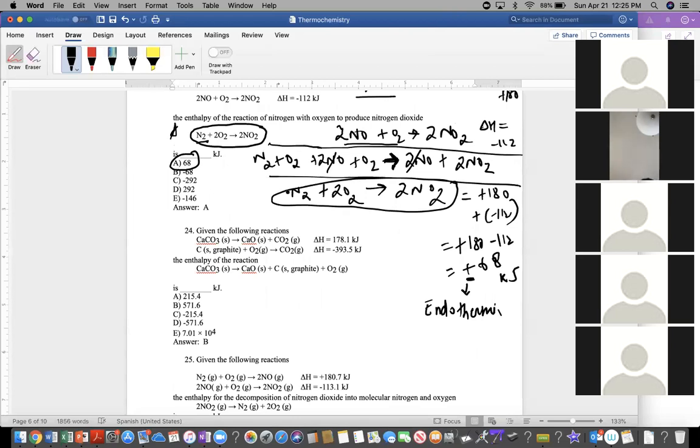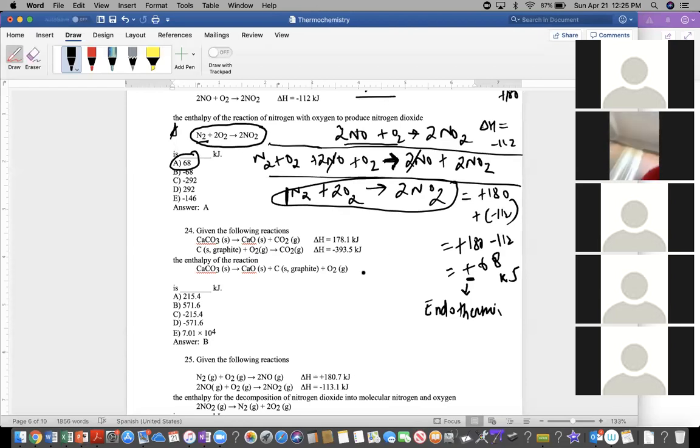Do you see that there's a number 1 here, which we don't see, but there's a 1 here? That's for 1 mole. And this 68 kilojoules is for how many moles of oxygen? 2 moles. And for how many moles of NO2? 2. Does that make sense to everyone?